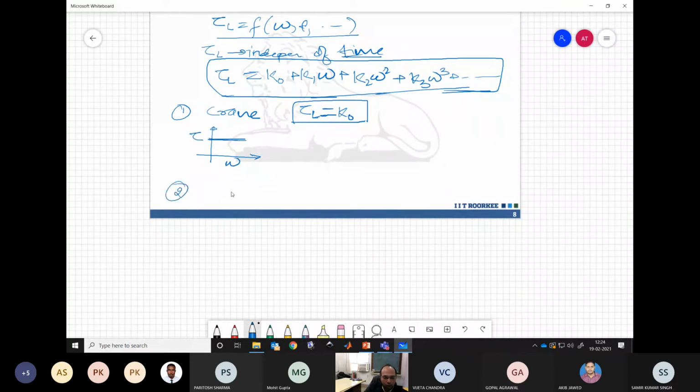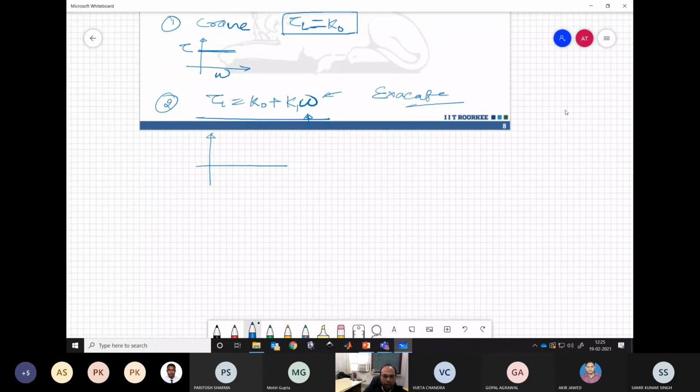The second type could be where we have a dependency on a constant term, which could be frictional, and then it could be associated with the omega in a linear form. Applications like excavators and these kinds of things include such a load characteristic. So here either we may have a tau omega characteristic like this, where there is some k naught value, or we may have a k naught value close to 0, insignificant, so it may start from 0.